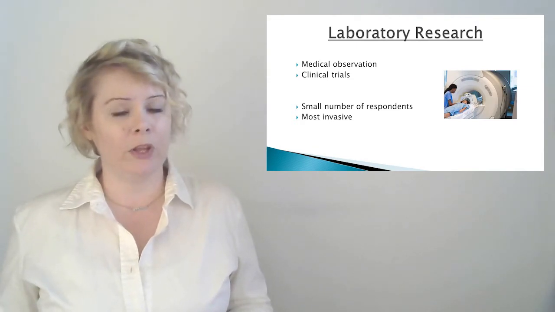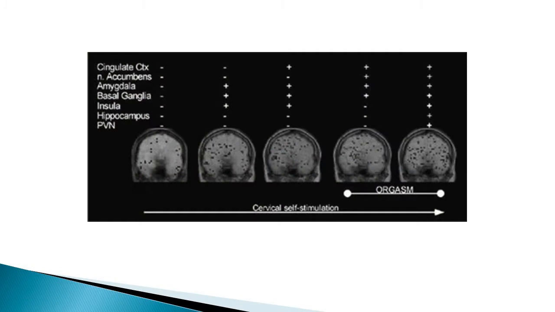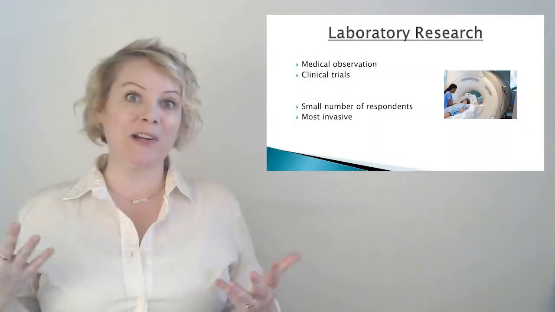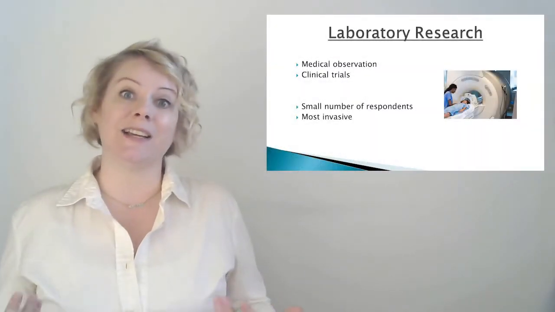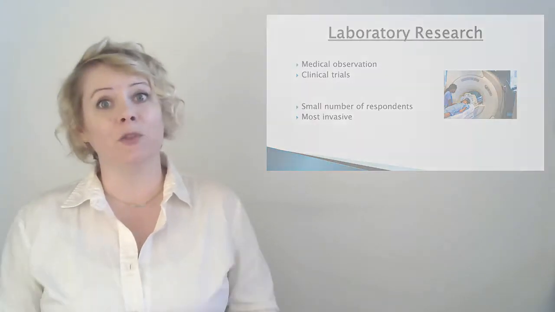So laboratory research can be incredibly helpful in terms of expanding our knowledge, but it can also be difficult to do. So here is one kind of famous example of laboratory research. They watched a woman have an orgasm while she was in an MRI machine. So you can see the different parts of her brain light up, including the amygdala and the hippocampus, and basically we know now what parts of the brain light up when a human experiences an orgasm. So again, this is incredibly useful data, and it's incredibly scientifically advanced, but it can be expensive to do, which is why it's one of the most rare.